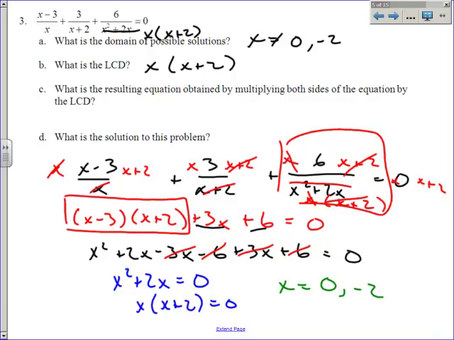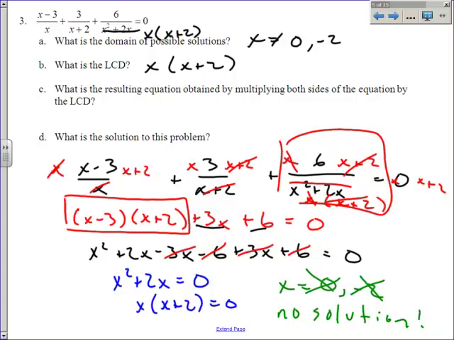Let me check that with my domain. 0 can't be part of my domain. -2 isn't part of the domain. Both of those are extraneous solutions. So after all this work, I find out that there is no solution.